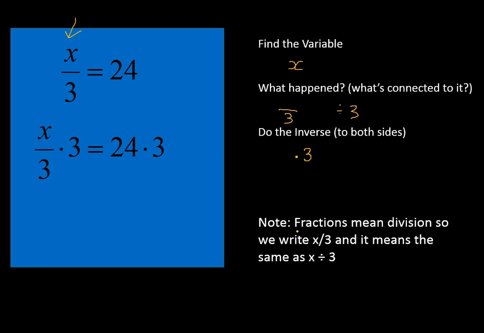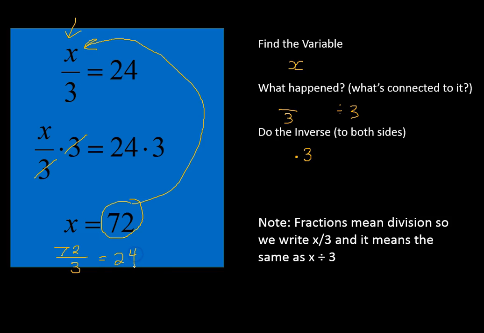X over 3, or x divided by 3 times 3 on the left will cancel each other out. The 3 and the 3 will cancel each other out, leaving us with just x on the left side of the equation. 24 times 3 gives us 72. So our x value is equal to 72. If we want, we can do a quick check of that. When we plug 72 into the original equation, is 72 divided by 3 equal to 24? If that's a true statement, then our work is correct, and it is.